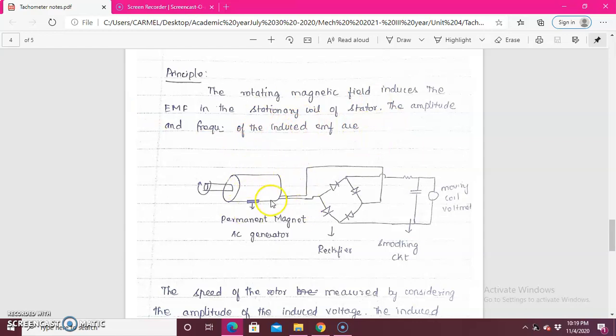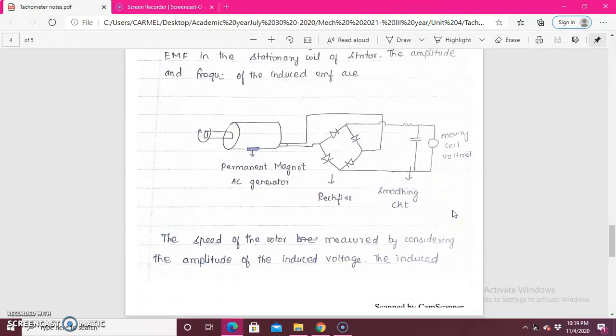You have a permanent magnet which is coupled with a rectifier. This component is a bridge rectifier, which consists of diodes. Here the pointer is used to represent positive and negative. Then we have this bridge rectifier connected to the resistance with a smoothing circuit across the moving coil voltmeter.